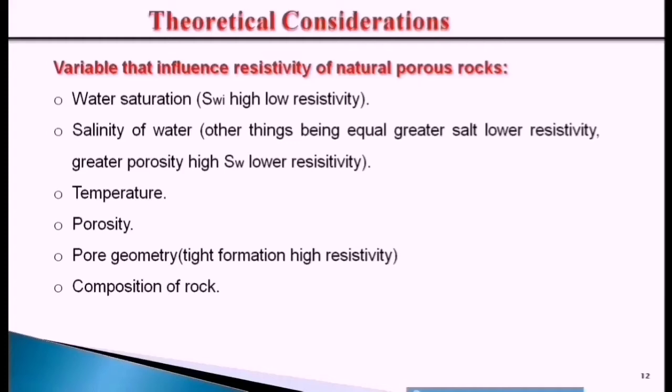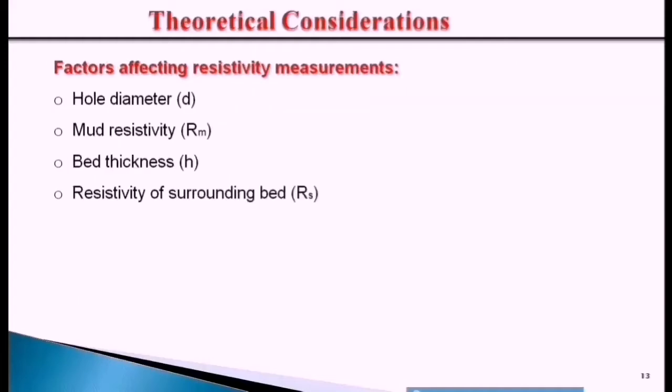And on the coming slide, we'll see some relationship between the porosity and the formation factor, and how the porosity will affect the formation factor. The pore geometry, or the relation of the pore spaces to each other, also affects the resistivity a lot, as we have seen in the first example, where the tight formation had relatively high resistivity. Also, the composition of the rock influences the resistivity measurement. We also have other factors, but be careful, these factors affect the resistivity measurement a little differently: the hole diameter and mud resistivity, bed thickness, and resistivity of surrounding beds.